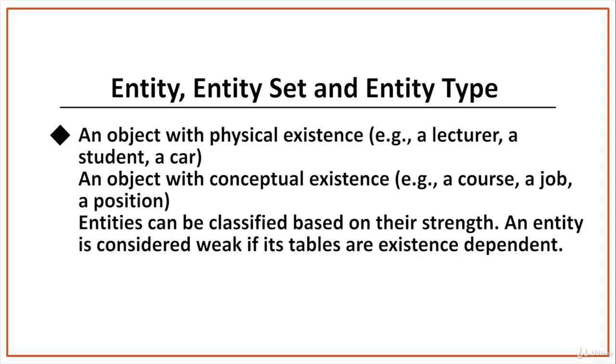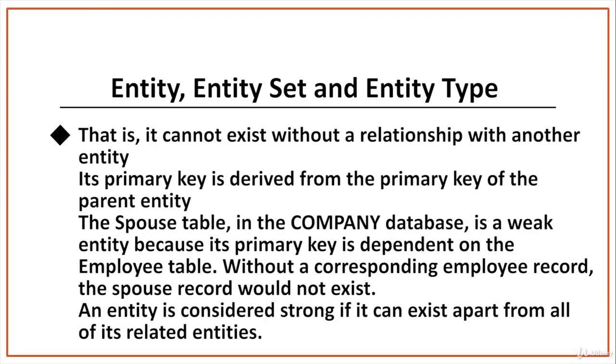Entities can be classified based on their strength. An entity is considered weak if its tables are existence dependent. That is, it cannot exist without the relationship with another entity. Its primary key is derived from the primary key of the parent entity. The spouse table in the company database is a weak entity because its primary key is dependent on the employee table. Without a corresponding employee record, the spouse record would not exist.